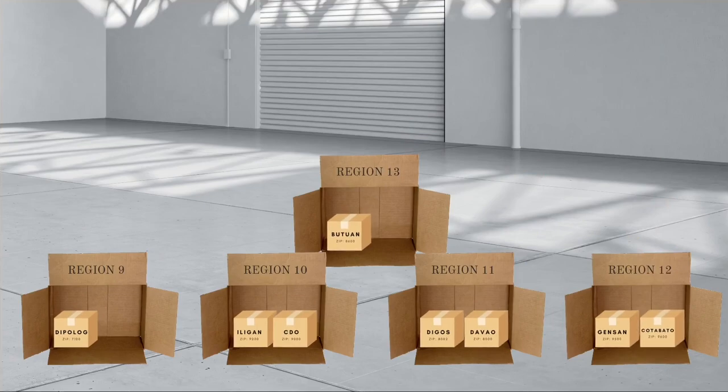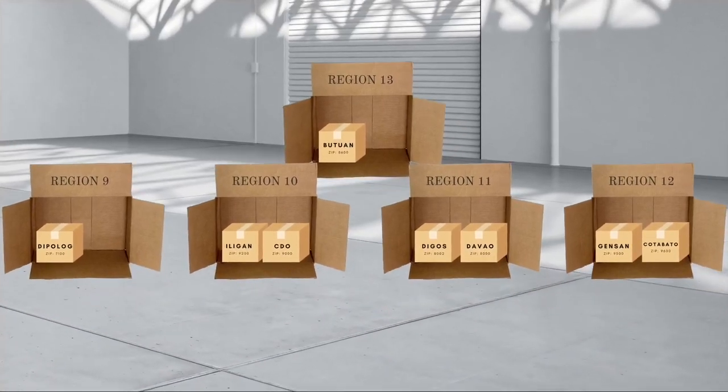Within each original bucket, packages are further sorted based on their zip codes or city names. For instance, in the region 11 bucket, Davao City comes first before Digos when sorted alphabetically. This is like sorting elements within individual buckets in our algorithm.